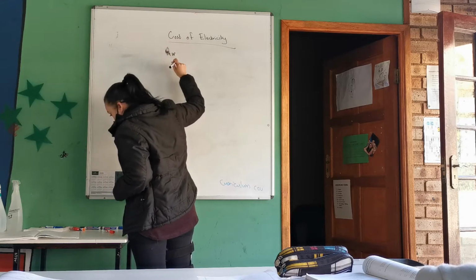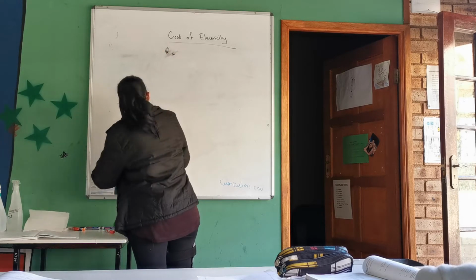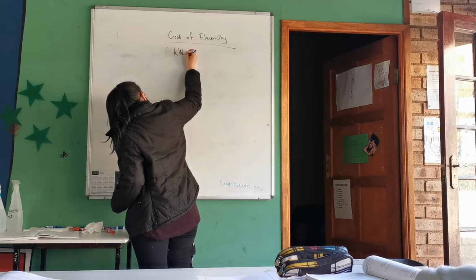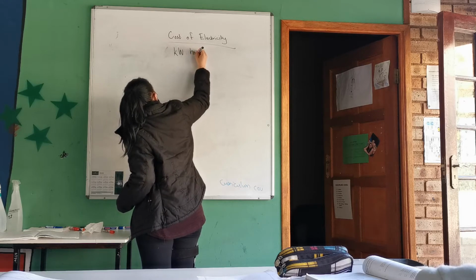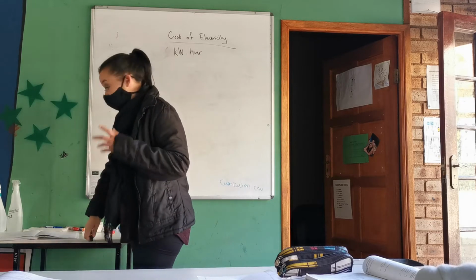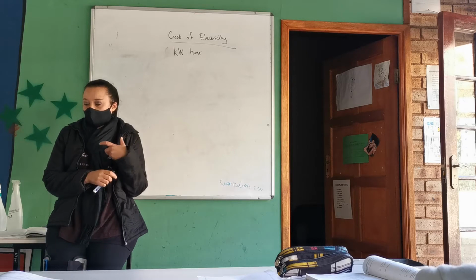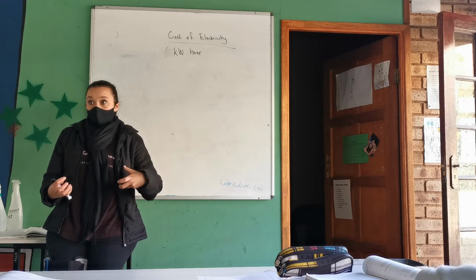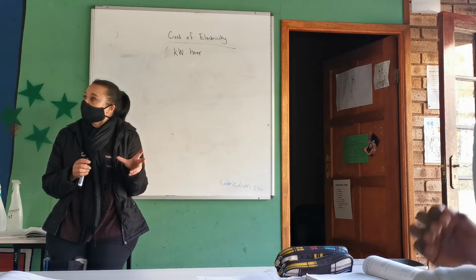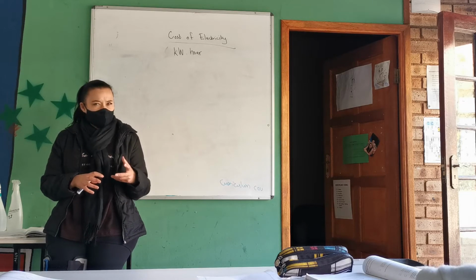The unit is referred to as the kilowatt hour. That is how electricity is charged to us in our homes. And the reason why it's charged like this is because Eskom needs to know how much an appliance uses, but they also need to know how long we use that appliance for. That kind of makes sense, yes?